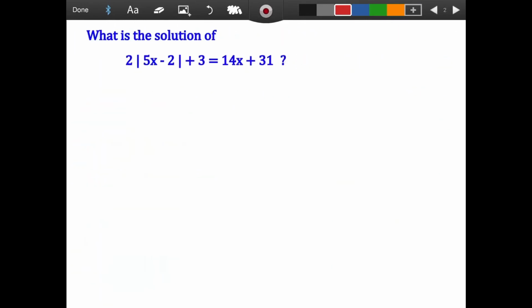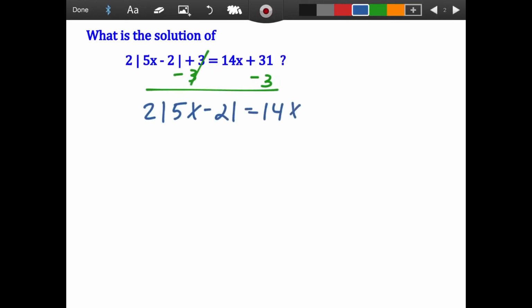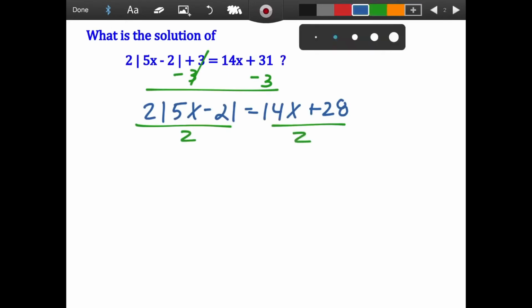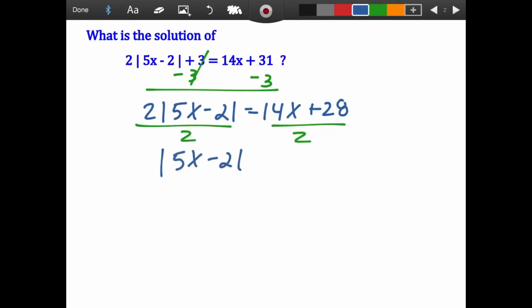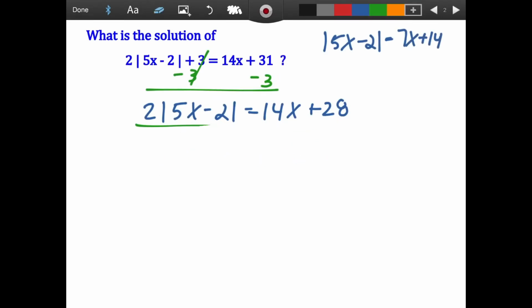So last example for absolute value equations, we have 2 times |5x minus 2| plus 3 equals 4x plus 31. The first thing we're going to do is subtract 3 from both sides of our equal sign, and we're left with 2 times |5x minus 2| equals 14x plus 28. To isolate our absolute value, we're going to divide both sides by 2, and we're left with the absolute value of 5x minus 2 is equal to 7x plus 14. So absolute value of 5x minus 2 equals 7x plus 14. I'm going to erase down here so that we have some room to work.